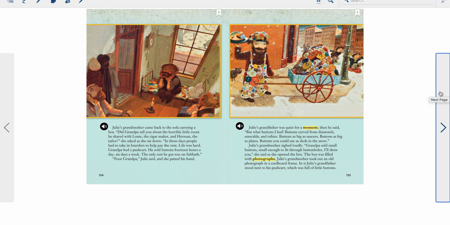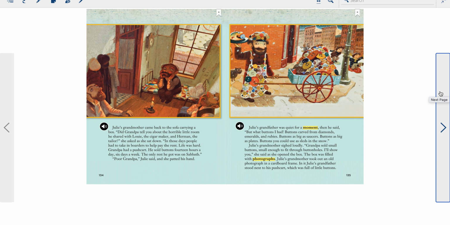Julie's grandmother came back to the sofa carrying a box. "Did Grandpa tell you about the horrible little room he shared with Louis, the cigar maker, and Herman, the tailor?" she asked as she sat down. In those days, people had to take in boarders to help them pay rent. Life was hard. Grandpa had a push cart. He sold buttons 14 hours a day, 6 days a week. The only rest he got was on Sabbath. "Poor Grandpa," Julie said, and she patted his hand.